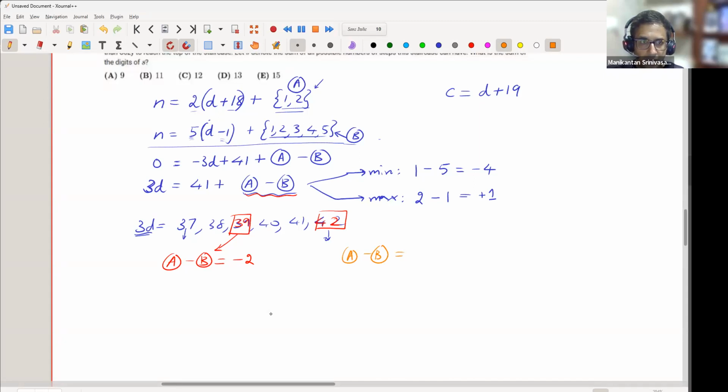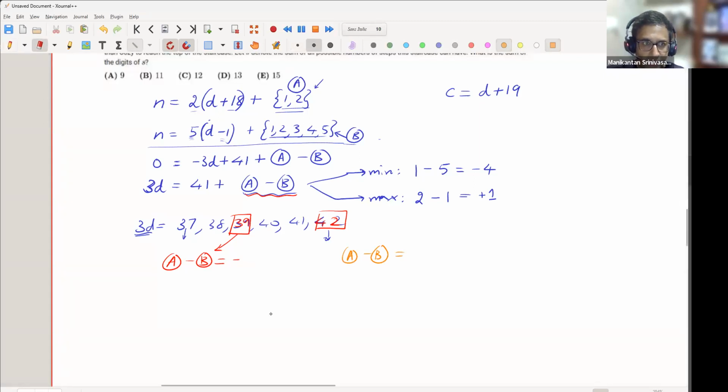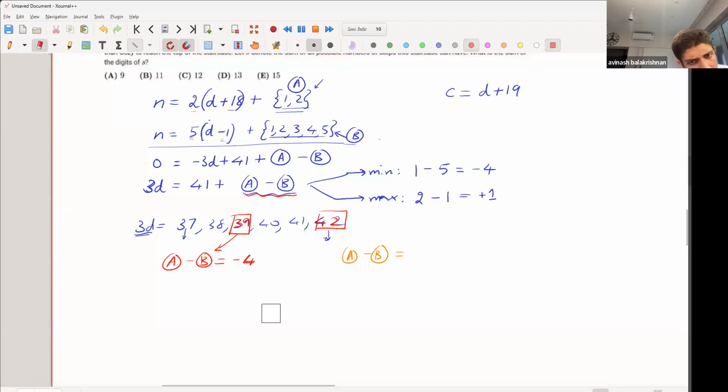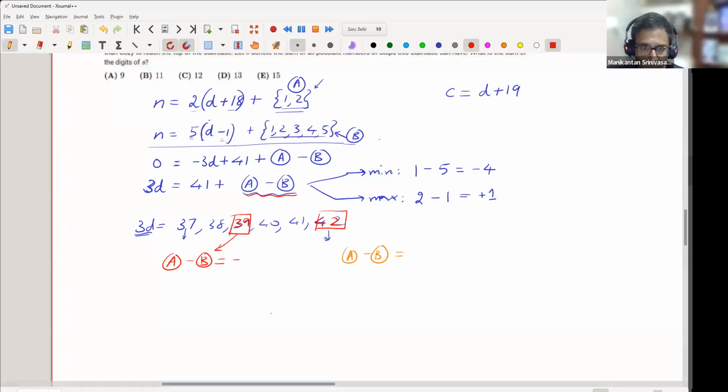Sorry, not minus 2, but minus 4, I'm sorry. Minus 4. 41 minus 4. So how? No, minus 2 only. Minus 2 only. Sorry, minus 2. Minus 2. And A minus B here was plus 1, correct? A minus B was plus 1.